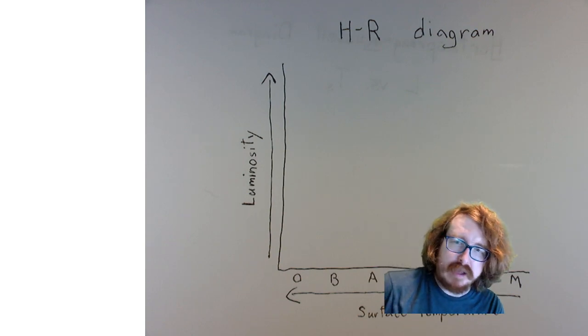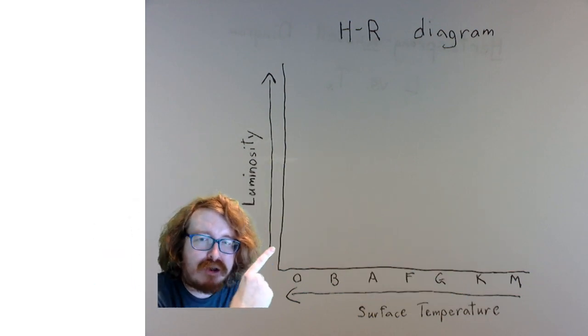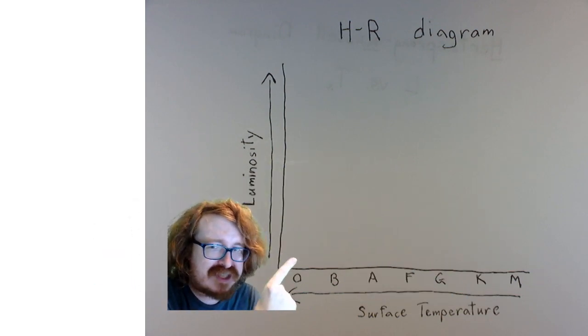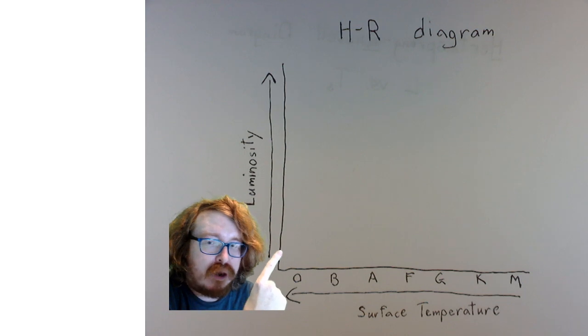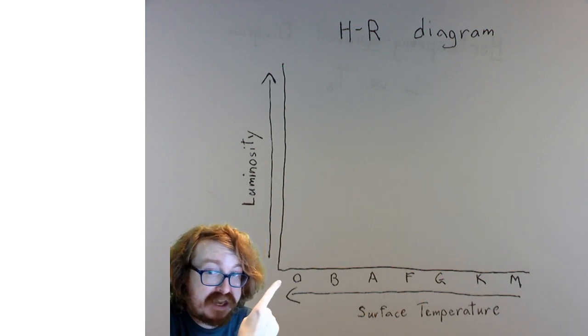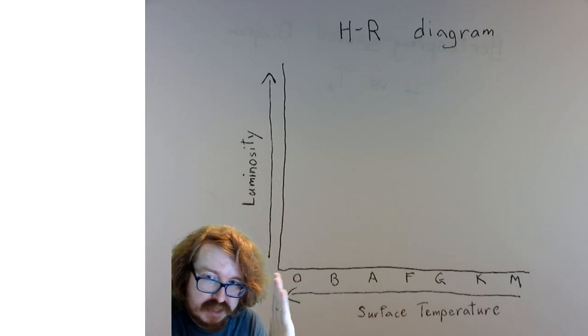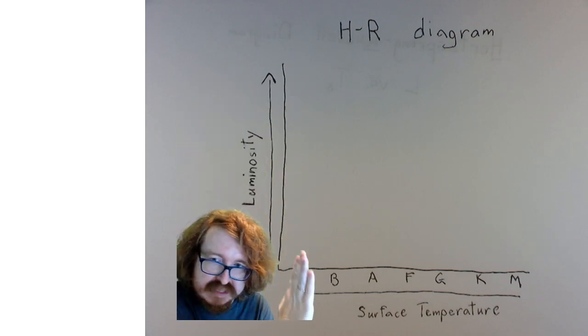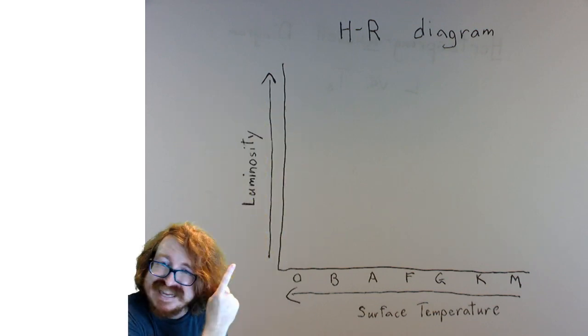Check this out. Okay, what if we end up with a star right here on the graph? What's that star like? Well, that star would be very, very hot. It's right above the O, right? It's on the hot side of the graph. The left is hot. But it's dim.